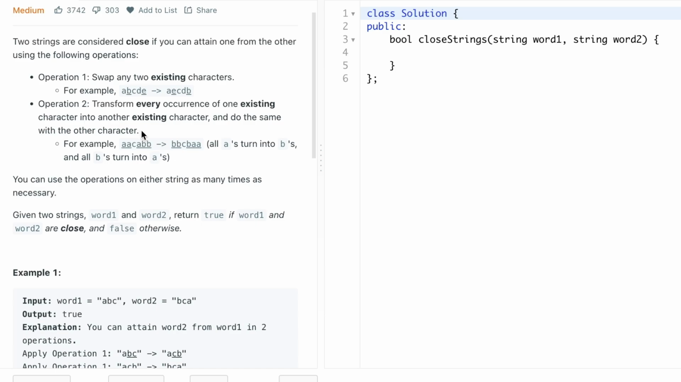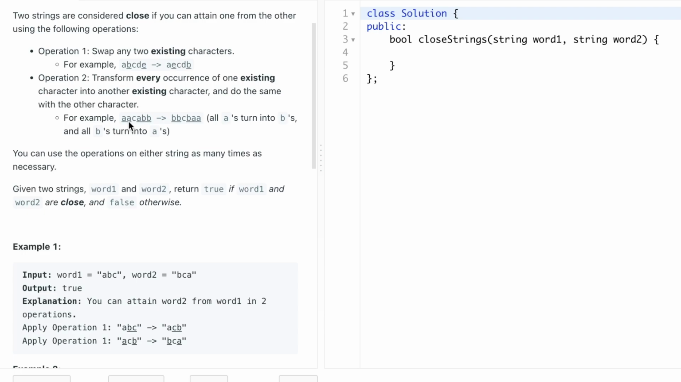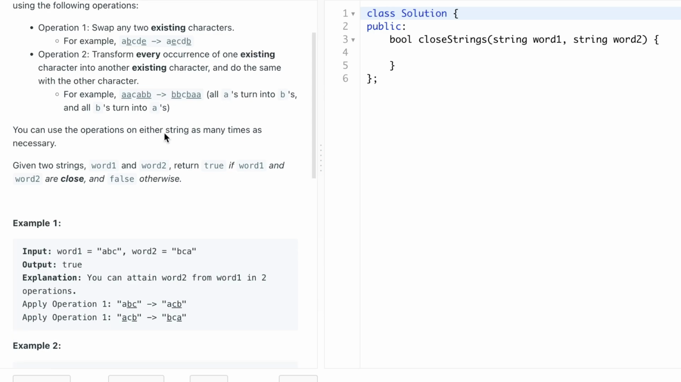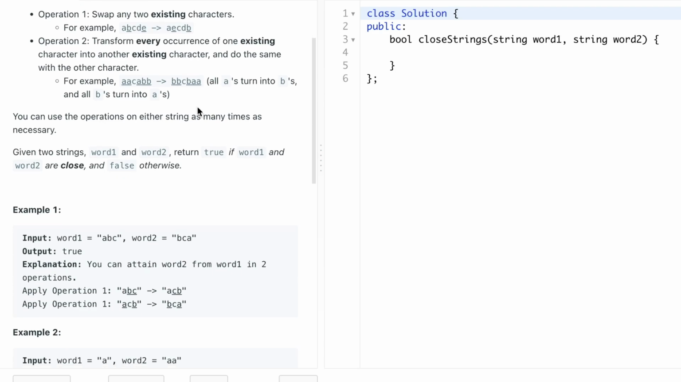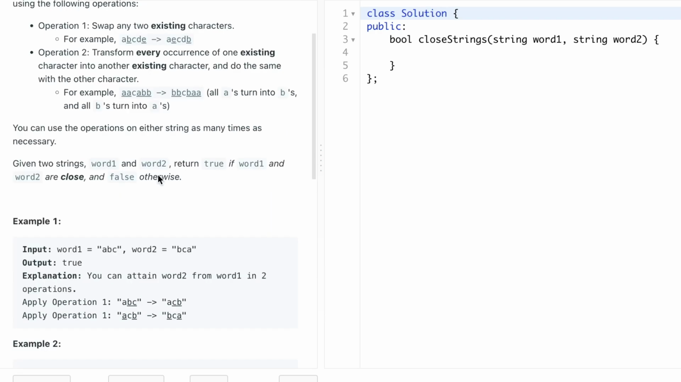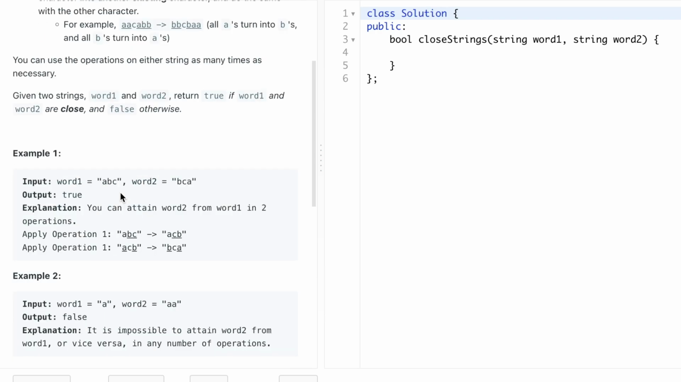So how is it? It is AACABB and that can be transformed into, A to B, so it will be BB, then C, then A two times. All A's turn into B's and all B's turn into A's. We can use the operations as many times as necessary, and we need to return true if two strings are close or false otherwise. So let's move to the intuition part first so that we can understand it.